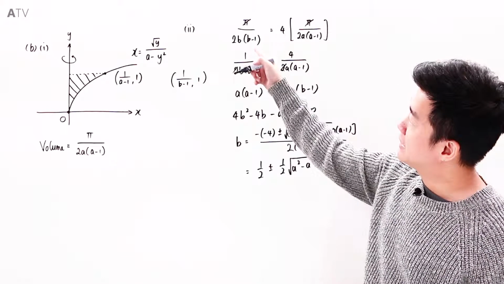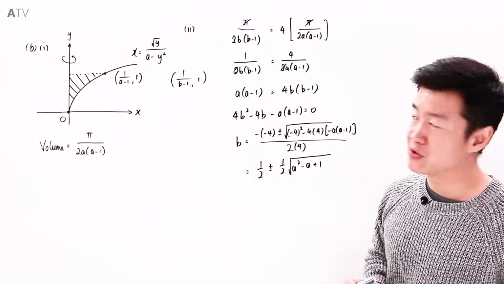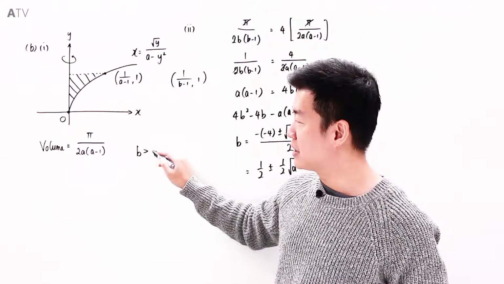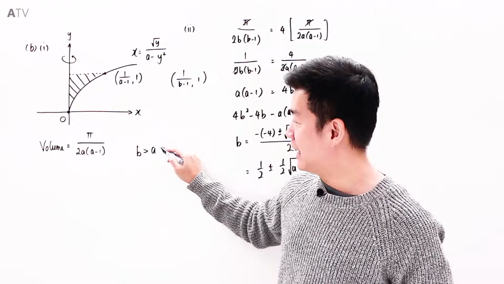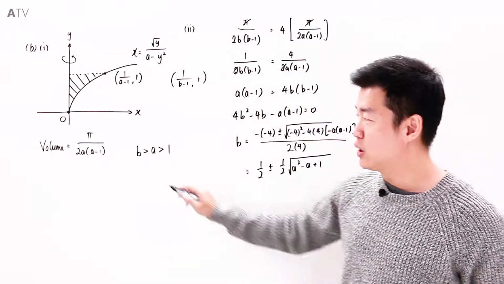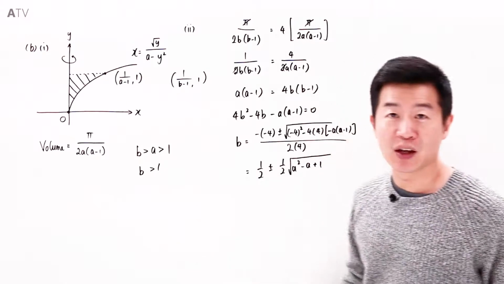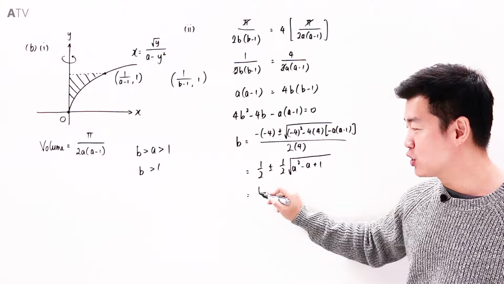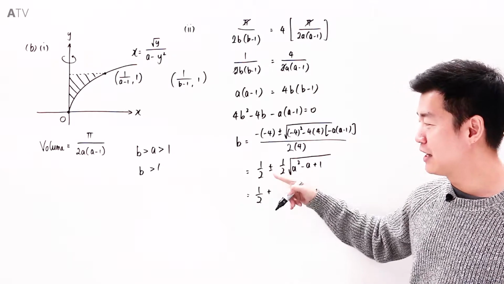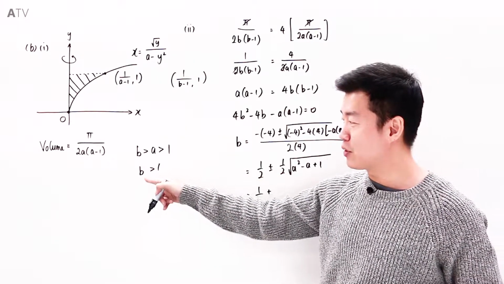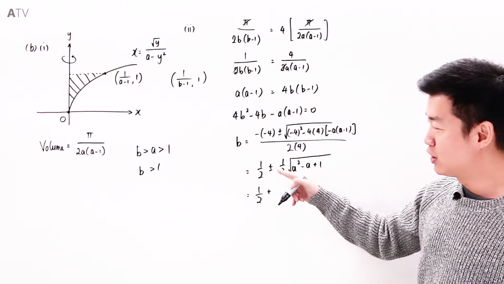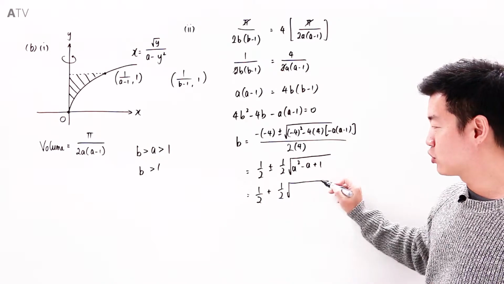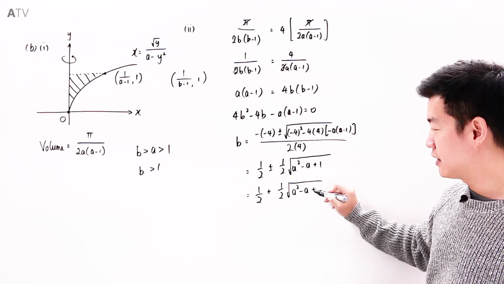And since the question tells me that this new volume is more than the previous volume, I can deduce that b here should be a number that is bigger than a, and according to the question, a is a number that is bigger than 1, which means that b must be bigger than 1. And since b is a half plus or minus, we should be choosing the plus, or else if it's minus, it is impossible for me to get a value of b that is bigger than 1. So we'll choose the plus, so b is a half plus half of the square root of a squared minus a plus 1.